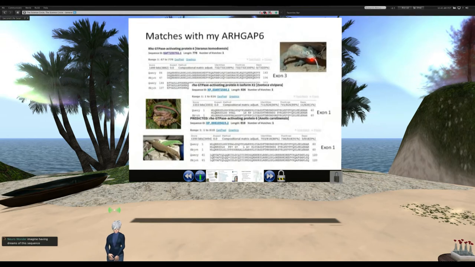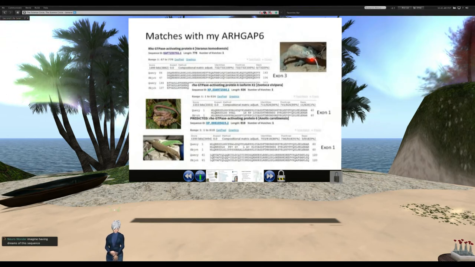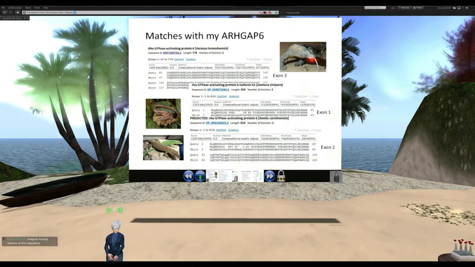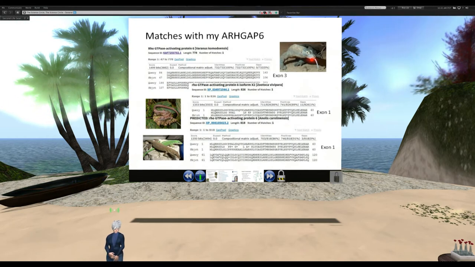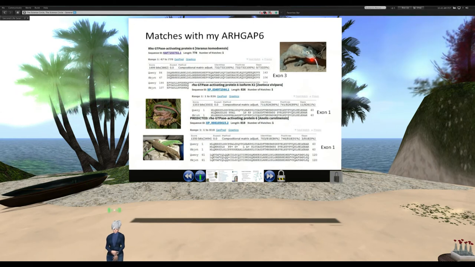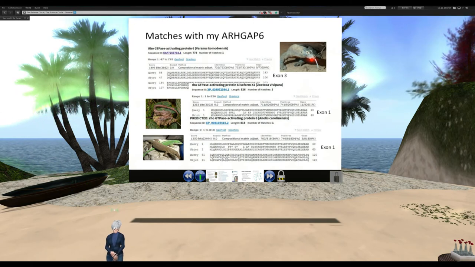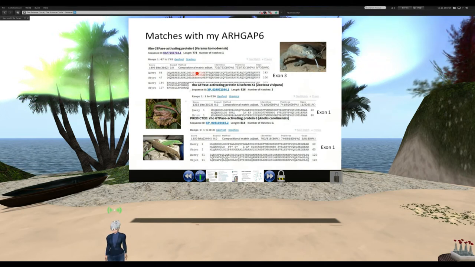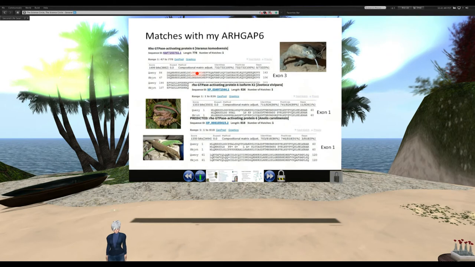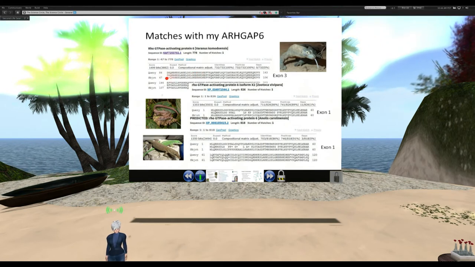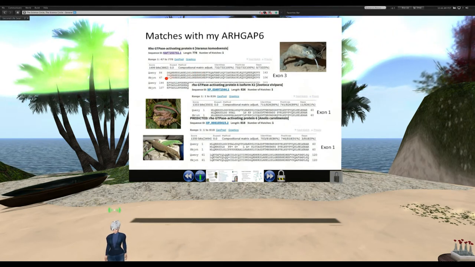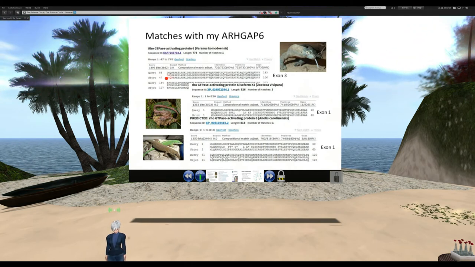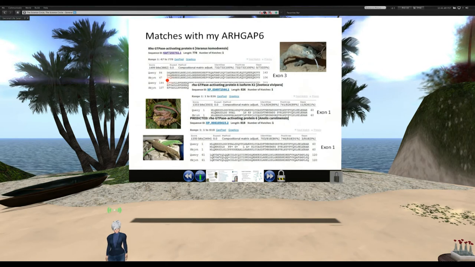So I took those two and I matched them with other lizard proteins. So these are the matches that I got with my ARHGAP6 sequence. And with the anole, which you can see sticking his forked tongue out here, it doesn't match until the monitor residue number 47, which is that DGQK.